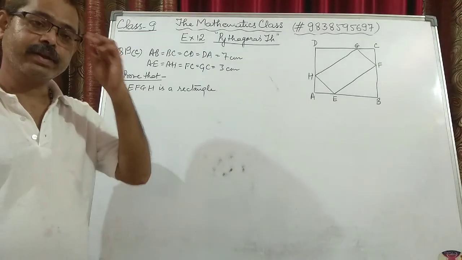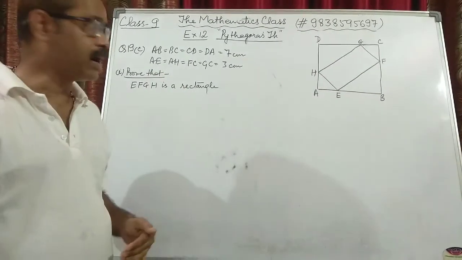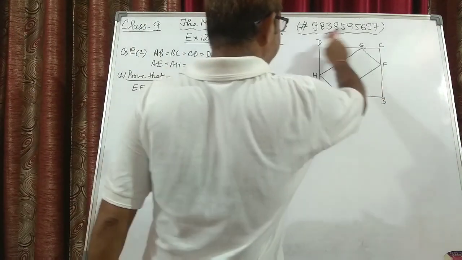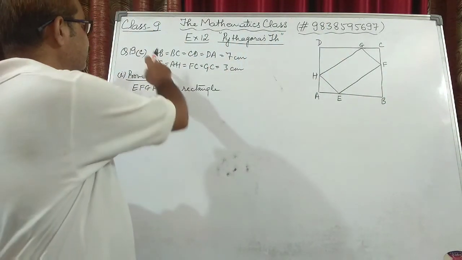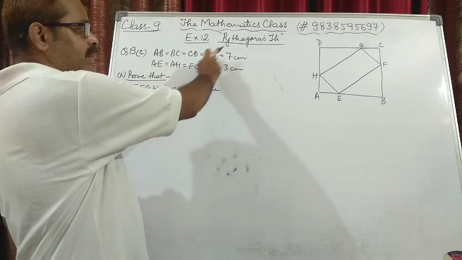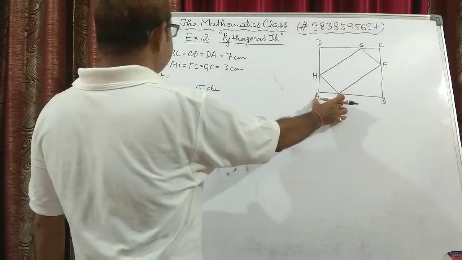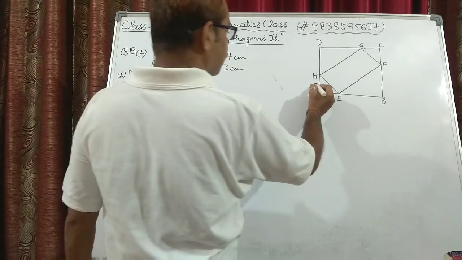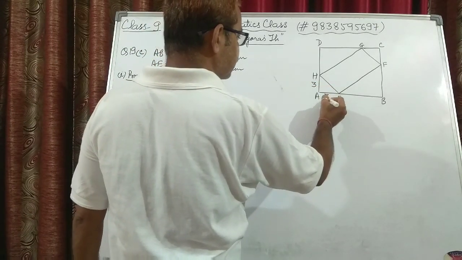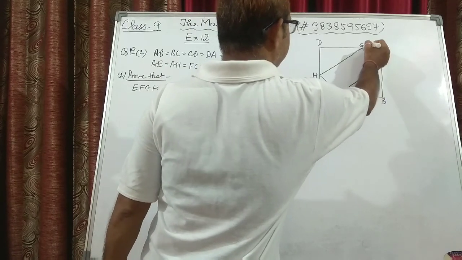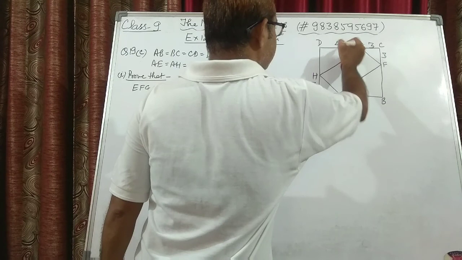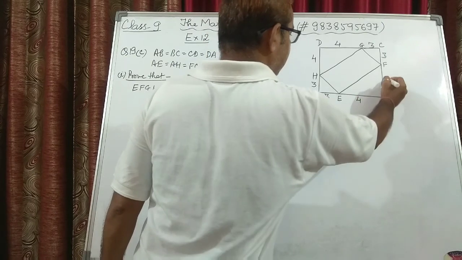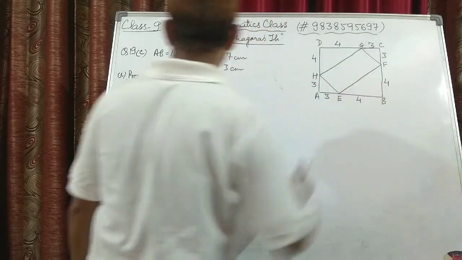Now the question that we have taken is question number 19 C part, because this is a question that requires a proof. What is given? They say ABCD is a square. You know that in a square all the sides are equal, so I have written AB is equal to BC is equal to CD is equal to DA, and that is given as 7 centimeters. Then they say AE is equal to AH and FC is equal to GC is equal to 3 centimeters. Means this is 3 centimeters, this is 3 centimeters, this is 3 centimeters, and this is 3 centimeters. So obviously what is left, GD will be 4, this is 4 left, this is 4 left, and this is 4 left, because this total is 7 and 7 and 7.